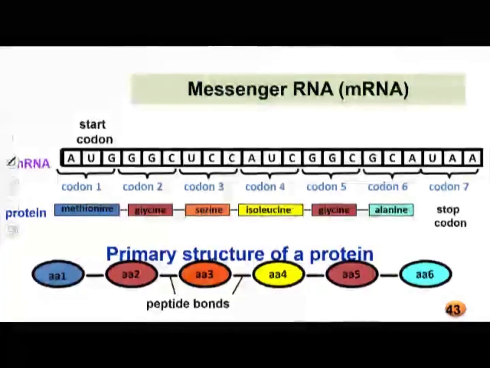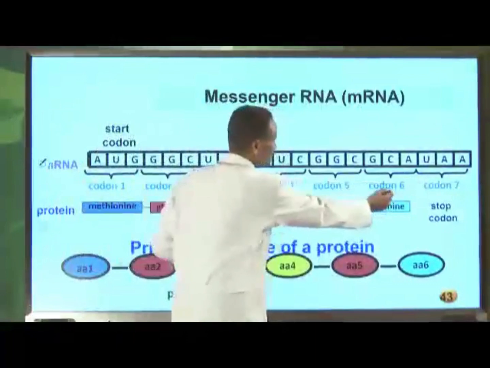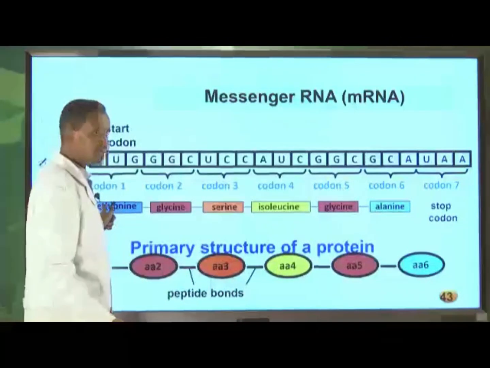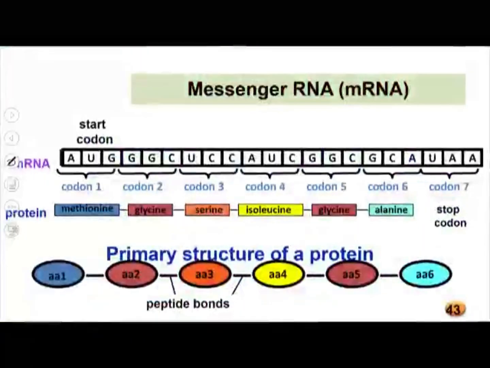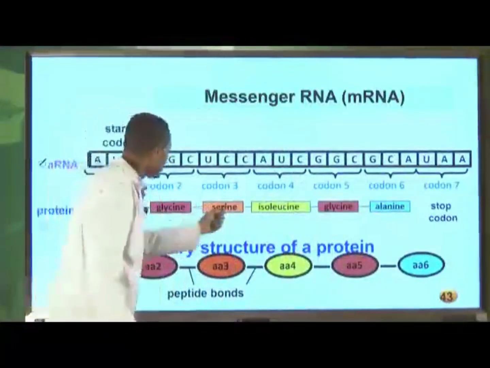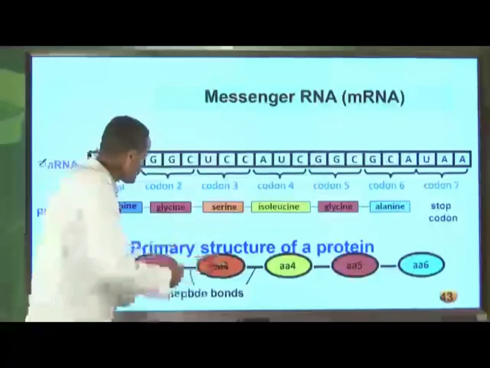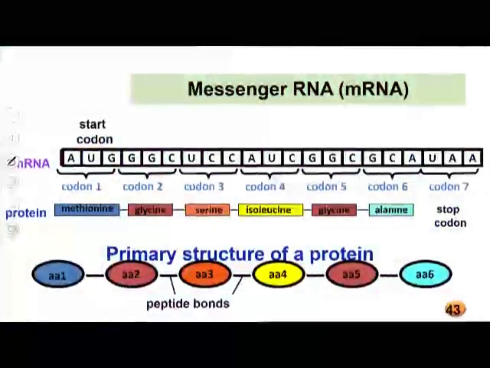Here, if you take this messenger RNA, the first codon is the start codon, which codes for methionine. Then the second, third, fourth, fifth, sixth, and seventh codons. The first codon brings methionine, which is the initiator, and then glycine, serine, isoleucine, glycine, and alanine, which are different types of amino acids. Now these sequences of amino acids are the primary structure of protein, which is bonded together by peptide bonds, and this structure is determined by the gene.